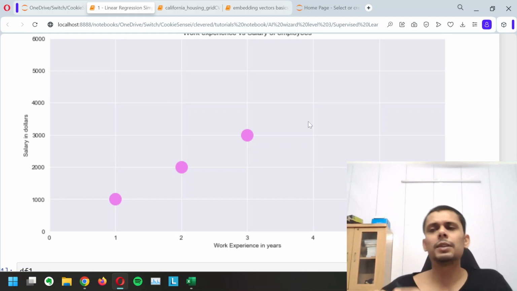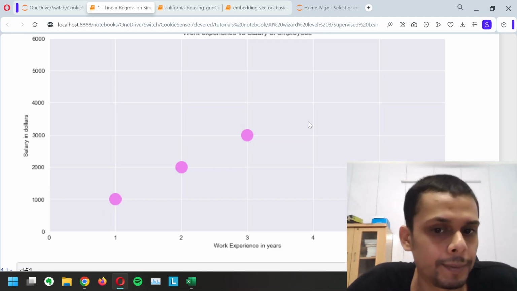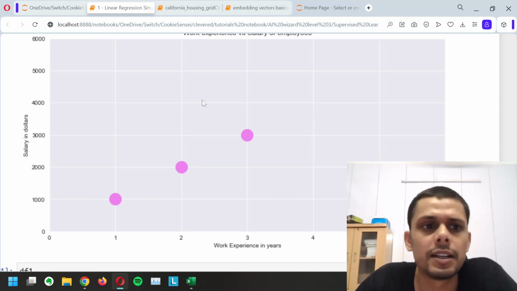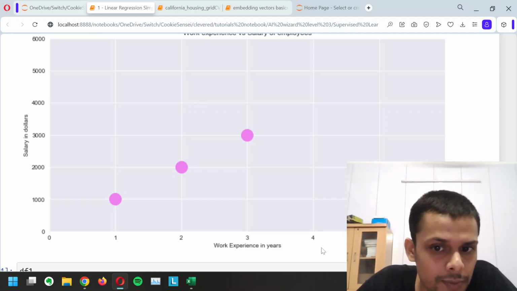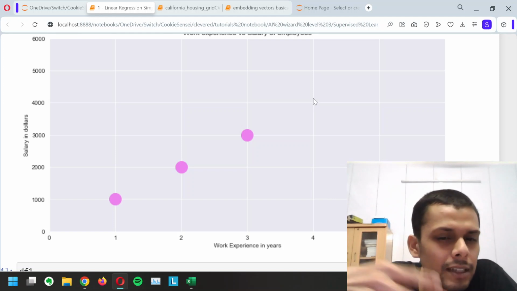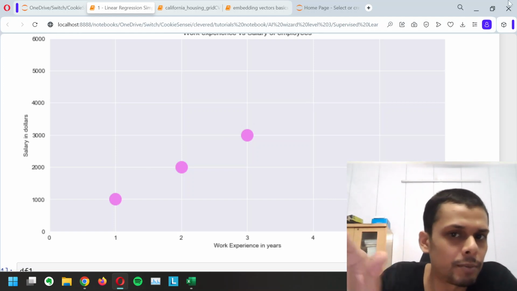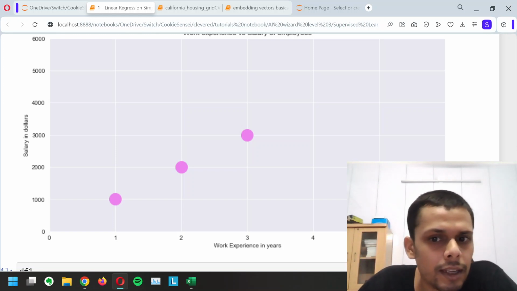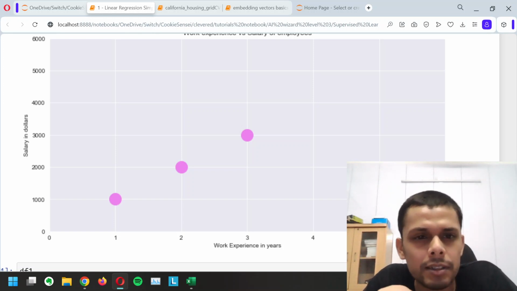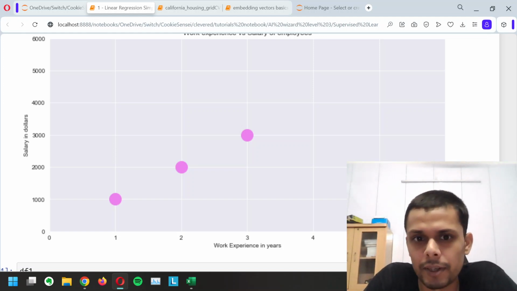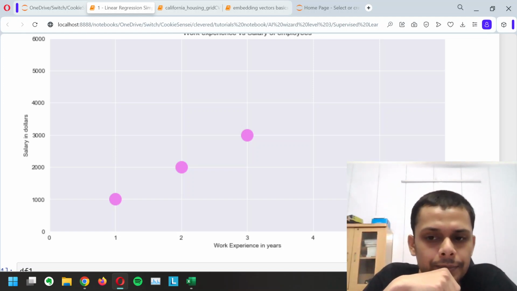All right. So now let me pose a question over here. The question is, if the work experience is four, what do you expect their salary to be? So if the work experience is four, I mean, as a human, I can understand the pattern that it's a very linear, a straight pattern going upwards. So if the work experience is 4, then the expected salary should be 4,000, right? But we are humans. We can decipher these kinds of patterns by looking at just the visuals itself.